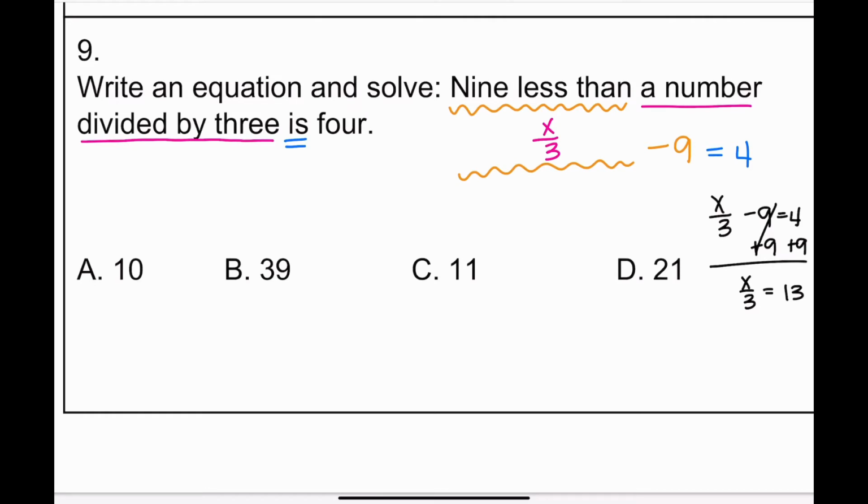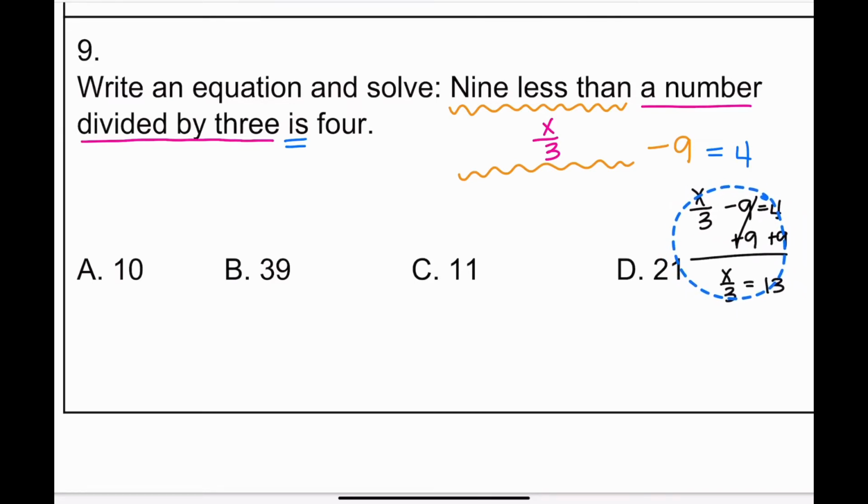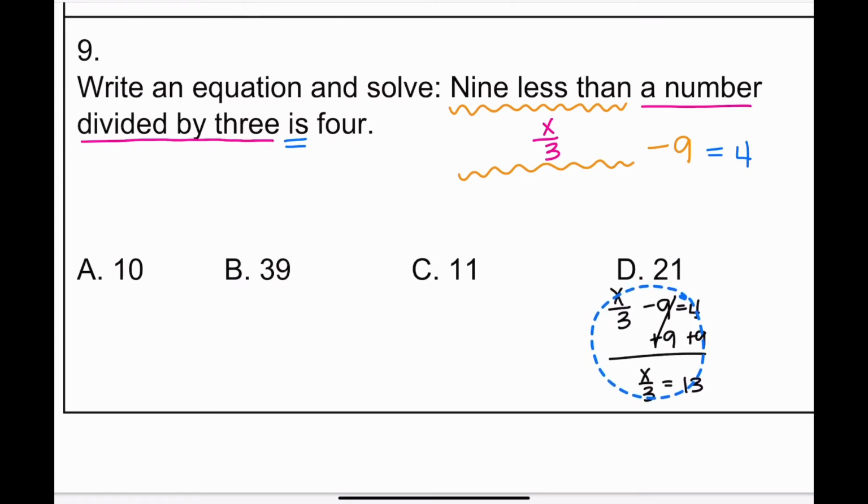Finally, we can do the inverse of division by 3, which is multiplication by 3. So we'll do times 3 on both sides. Times 3 and divide by 3 cancel out, and we're left with just x equals 13 times 3, which is 39.